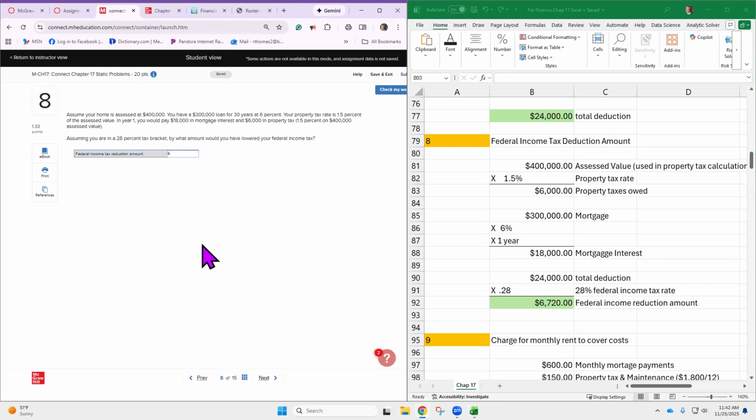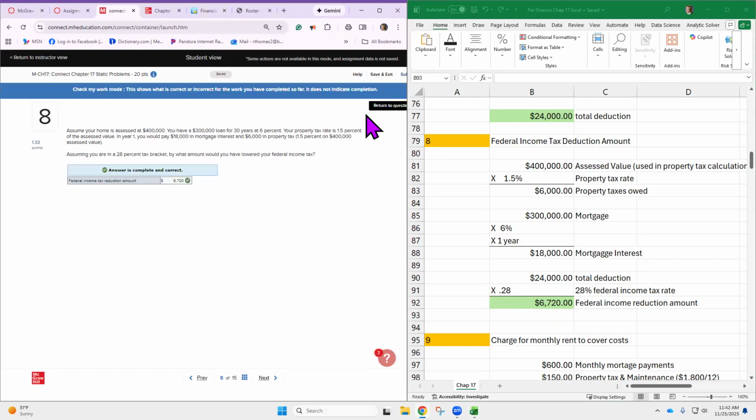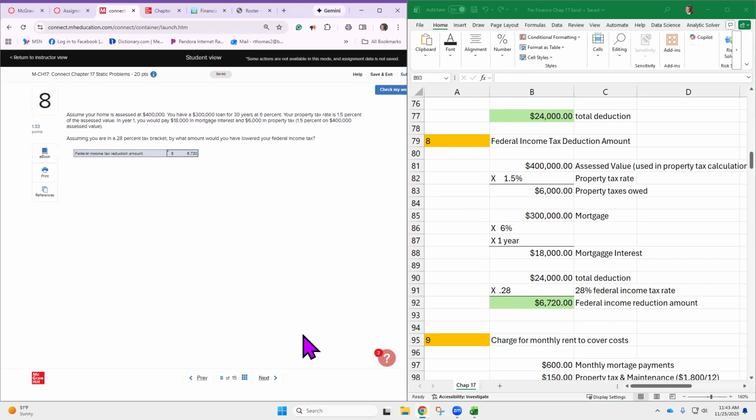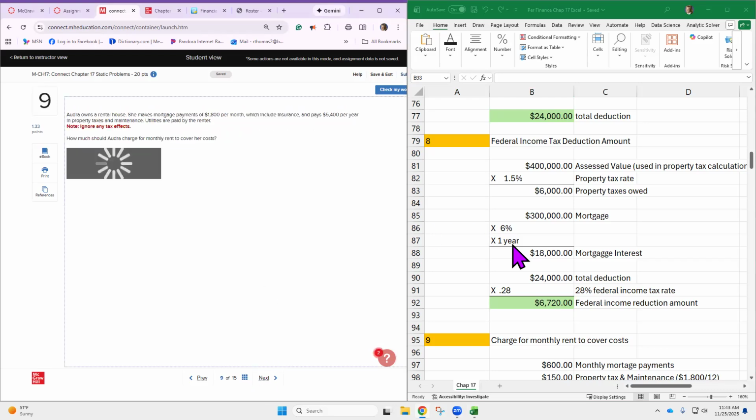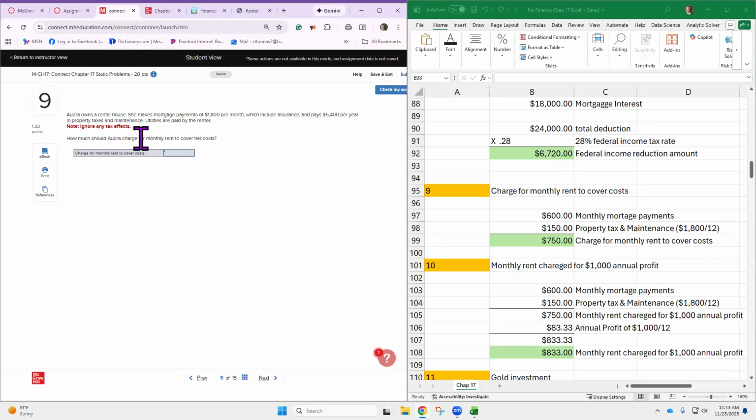So $6,720 is how much in taxes you're saving by having a house with all these features, right? So it's reducing your federal income tax. And like I said, sometimes that gets a little bit confusing. All right, let's go to a rental.